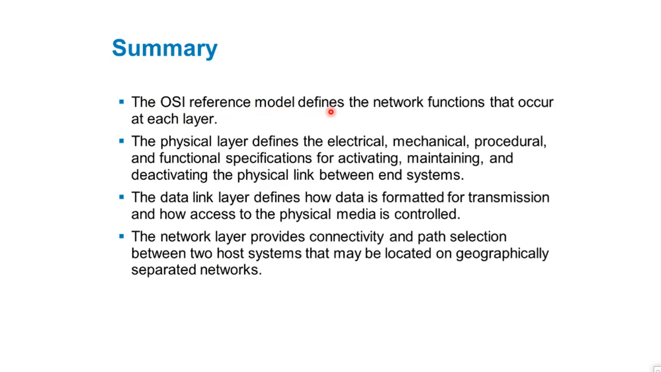Summary: the OSI reference model defines the network functions that occur at each layer, and it just makes things easier. We can make troubleshooting easier. We can see how the data sending and receiving process is done. We separate them into layers, so the network layer provides connectivity and path selection. The data link layer defines how data is formatted for transmission and how access to the physical media is controlled. Okay.